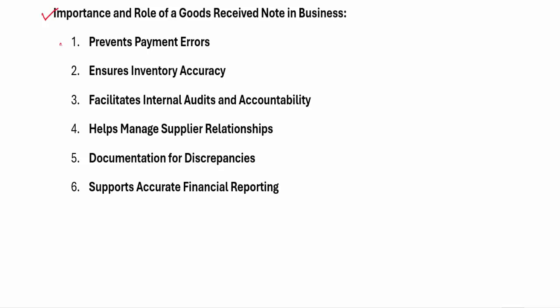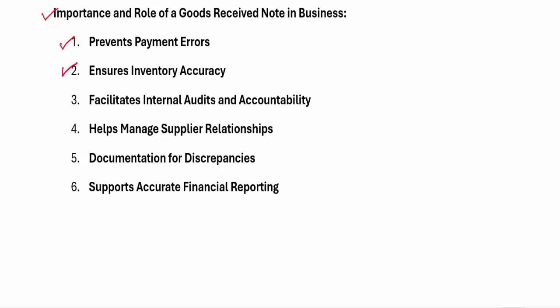1. Prevents payment errors. The GRN acts as a safeguard for the accounts department, helping them verify that payment is only made for goods actually received. By comparing the GRN with the purchase order and supplier's invoice, companies avoid paying for items that may have been invoiced but not delivered.